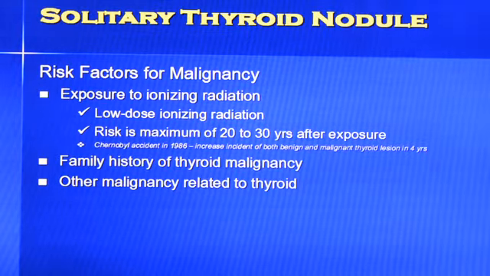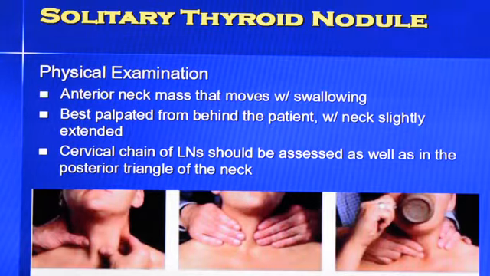The risk factors for malignancy are exposure to ionizing radiation, family history, and other malignancy related to the thyroid. I hope all of you know how to examine the thyroid. The best position is at the back of the patient. Look for an anterior neck mass that moves with swallowing, as you can see in the picture on the right side of the screen, which is testing the swallowing movement of the patient.